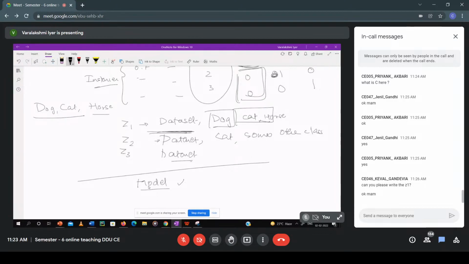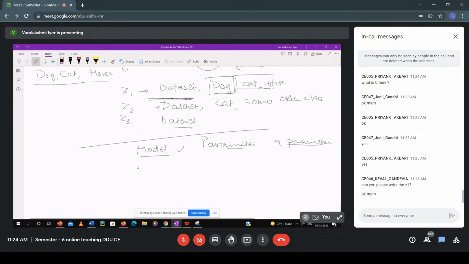So you can say how many parameters we'll be having. For example, here we'll be having 9 parameters. In this case, we are having 3 instances, so we'll be having 9 parameters. How will we be having 9 parameters? For example, Z1 will be something like this. Just a minute.